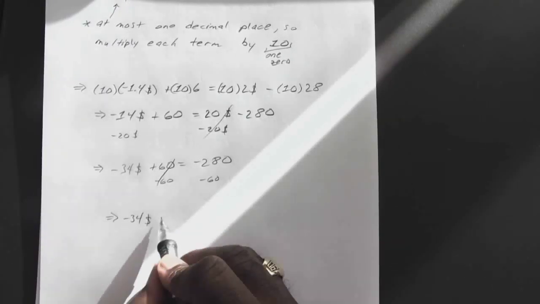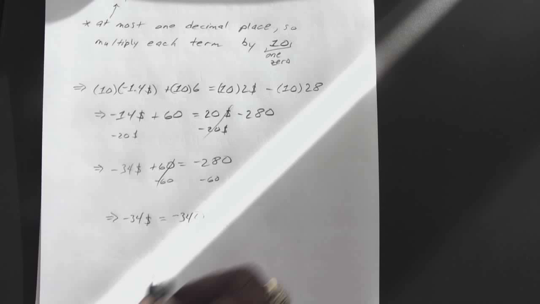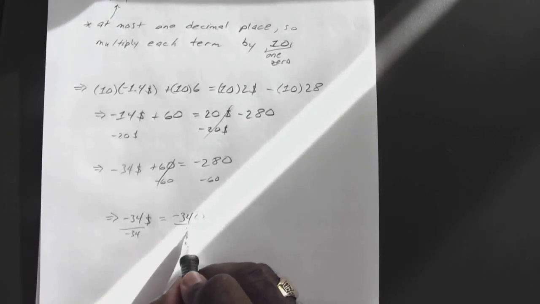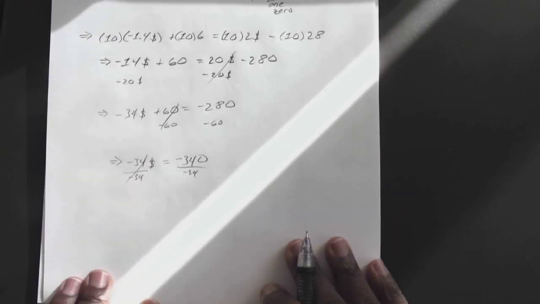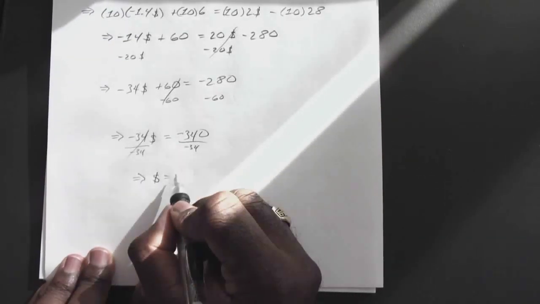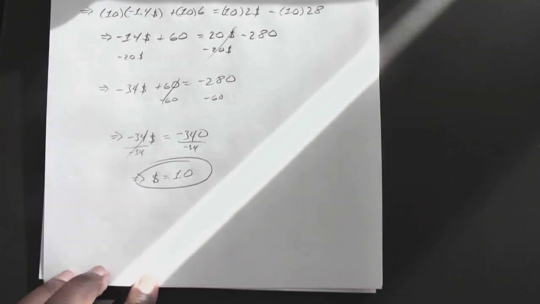Negative 34s equals negative 280 and negative 60 is negative 340. Divide both sides by negative 34. Anything divided by itself is 1. Let me move that up. So you have s equals 10. All right. So any questions on that one?